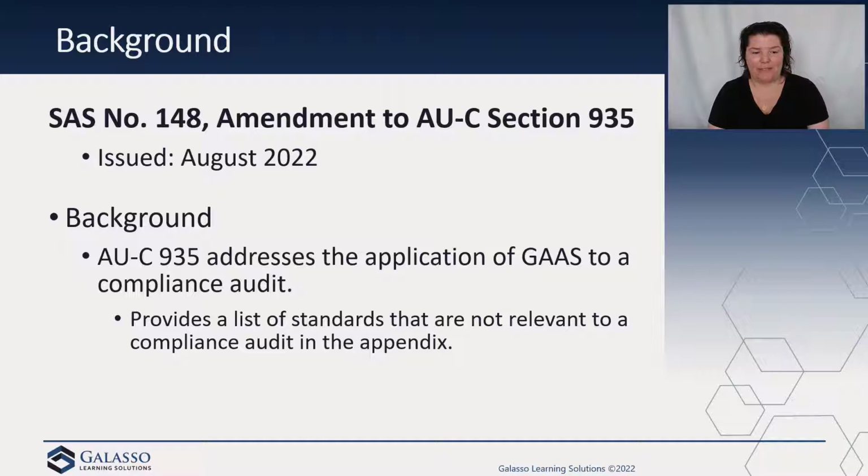And so again, as we think about why we have AUC section 935, it is to help us do compliance audits. And we use this very often in the single audit world. There are other uses of compliance audits, but governmental audits are probably the most common application of it. And AUC section 935 addresses how you take GAS and really fit it in the world of a compliance audit. And so there are a list of standards that are just not relevant and that are in that appendix that need to be updated.